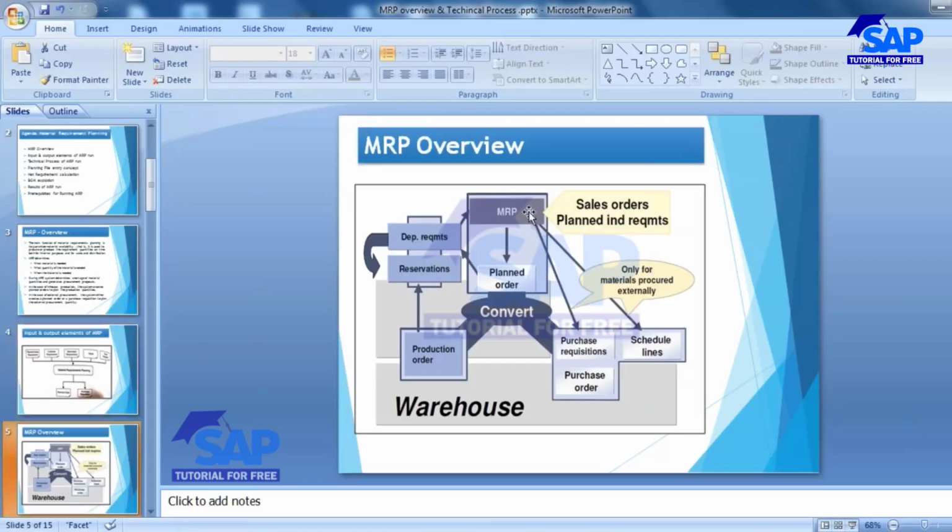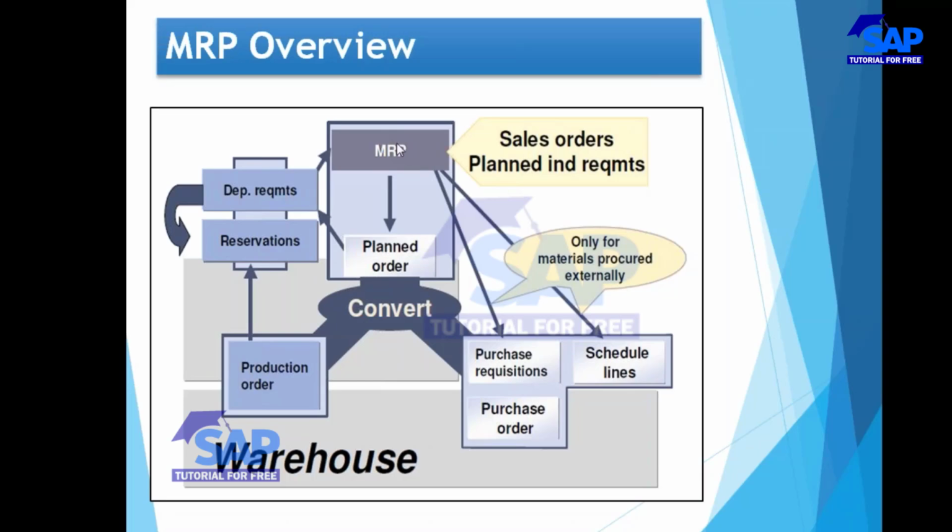So this is what I was trying to explain. You execute MRP, and MRP will consider sales orders, planned independent requirements, dependent requirements, reservations, all these things, and finally it will generate the planned order. If it is an in-house production material, this planned order is converted to a production order and the production will start. If the material is externally procured, then through MRP you can directly create a purchase requisition, and this purchase requisition is converted to a purchase order, and then your purchasing department will procure the materials from the vendors. So this is what happens.